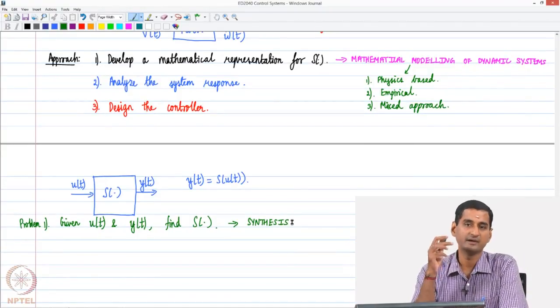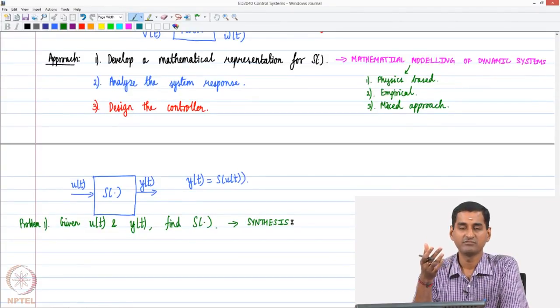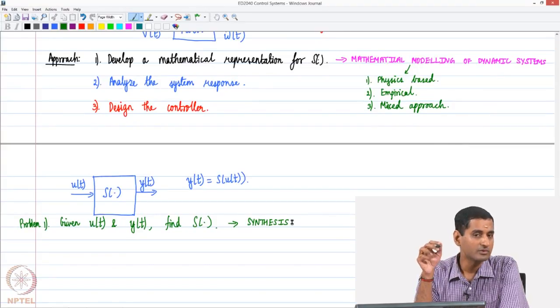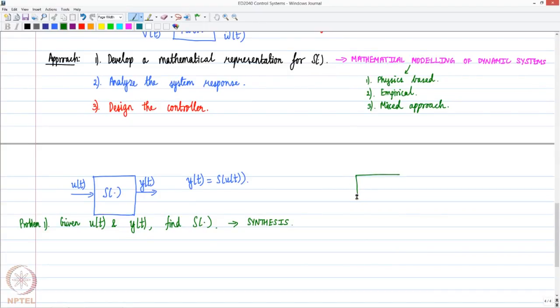Let me take an example of a room that is being air conditioned. If I want to regulate the temperature of the room, the temperature of air in the room is the output of the system, and the input to the system is the amount of cold air that I blow into the room. Let us say we have a room air conditioner. The temperature of air in the room is my output, and the amount of cold air provided to the room through the AC vents is the input to the system.